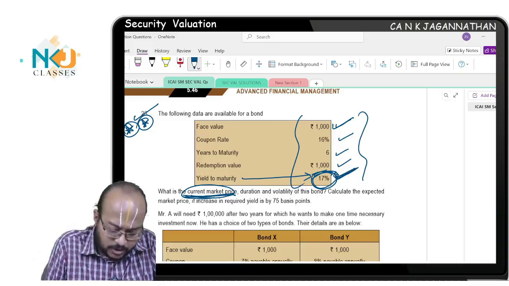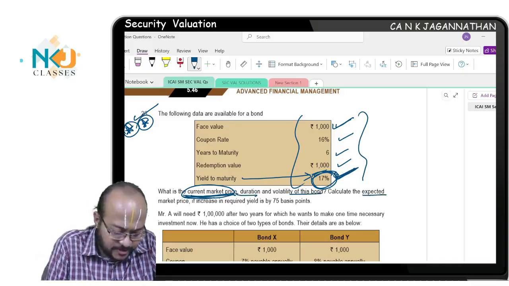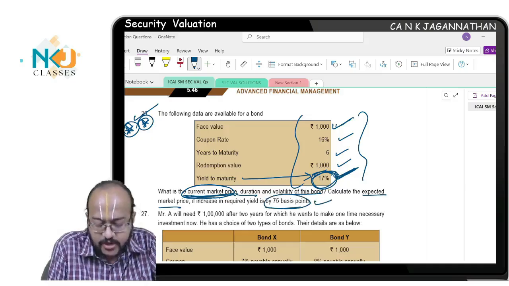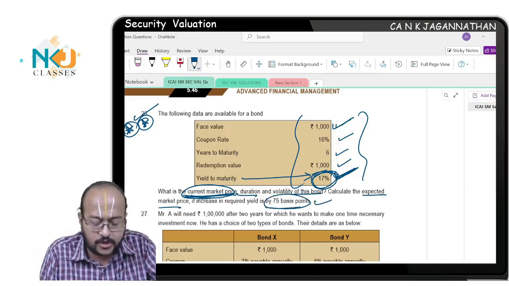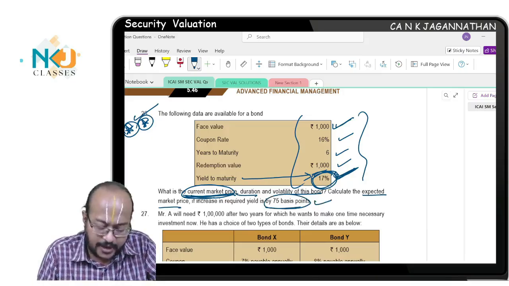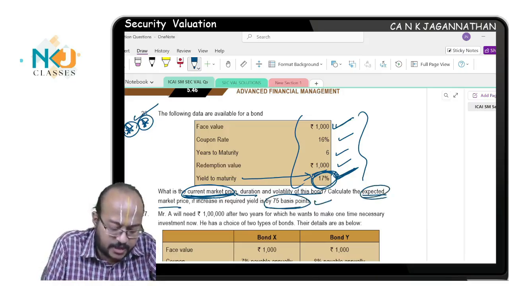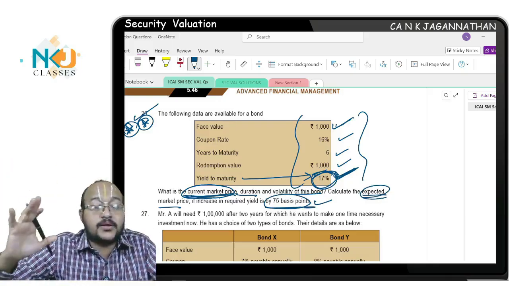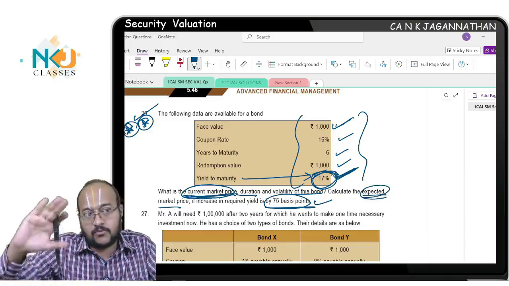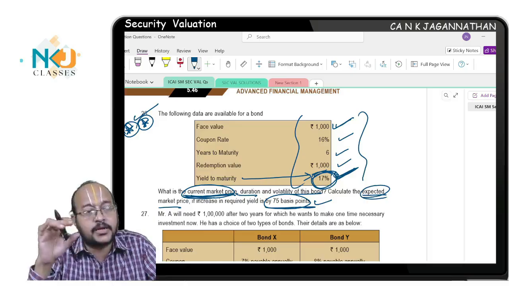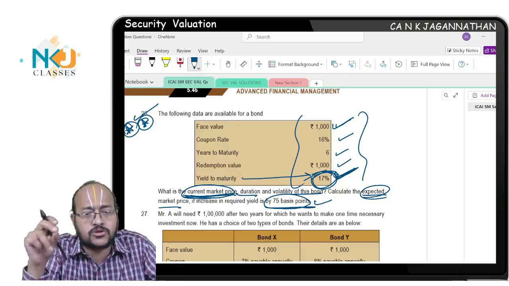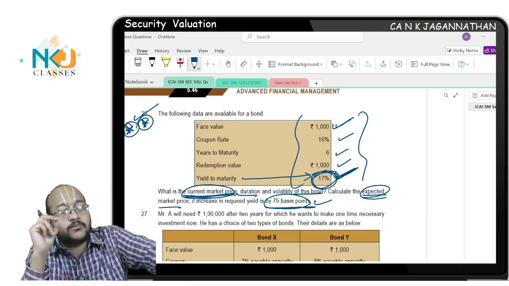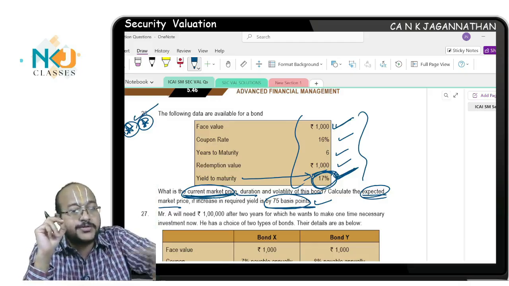You will compute it. Duration and volatility of the bond: calculate the expected market price if the increase in required yield is 75 basis points. Very simple. We need to find the market price, as well as duration and volatility, and using the volatility, the expected market price if the yield is increased by 75 basis points; you will find the approximate measure. I already told you that the volatility is also called modified duration, which is an approximate measure to find the change in price with regard to change in YTM.